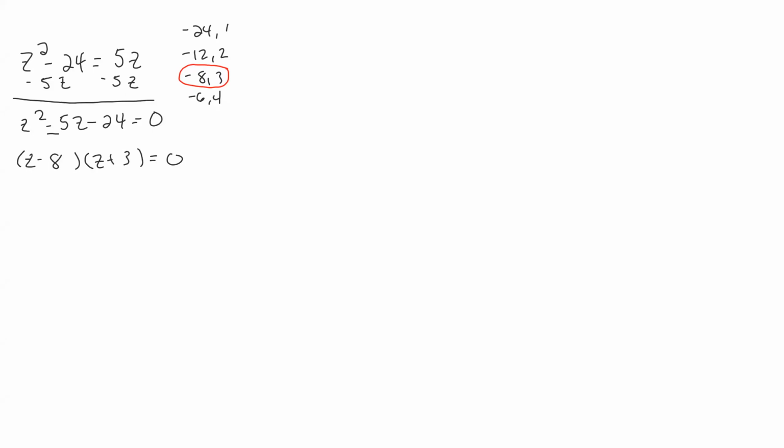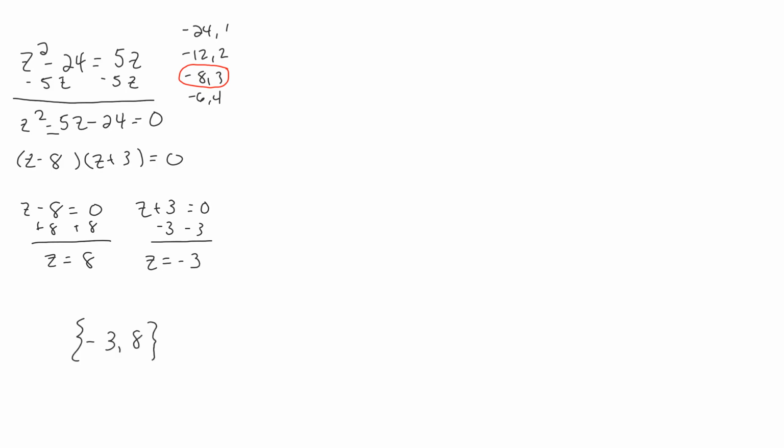Now I take each factor all on its own, and I set it equal to 0. If I have z minus 8 equals 0, I add 8 to both sides, which gives me z equals 8. If I have z plus 3 equals 0, I subtract 3, and then I get z equals -3. So the solution here would be -3, 8. And that's it. Kind of fun, kind of easy. It's not the worst thing you'll ever see.